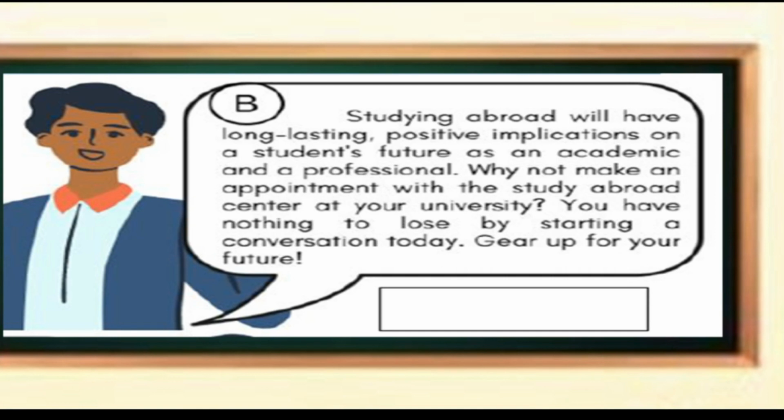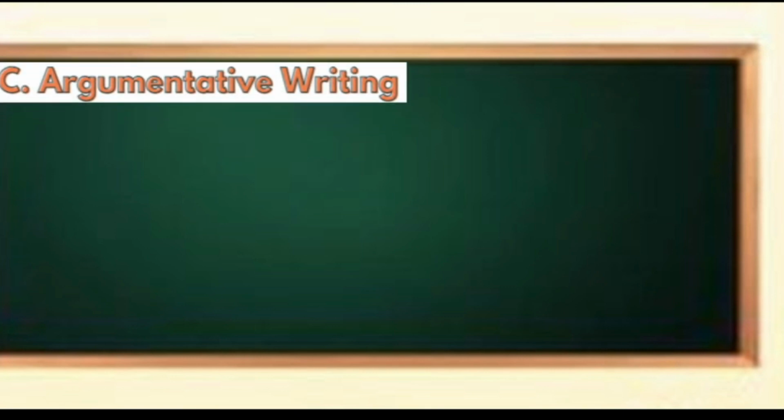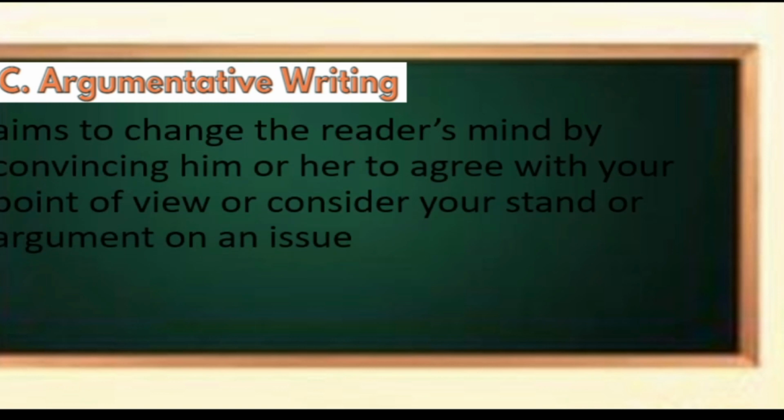So that makes it more persuasive. The last text is argumentative writing. In quarter 3, weeks 1 and 2, you've already learned that argumentative writing aims to change the reader's mind by convincing him or her to agree with your point of view or consider your stand or argument on an issue. The main argument presented is elaborated and explained through the presentation of its pros and cons in an issue or topic. It begins with an introduction and ends with a conclusion.